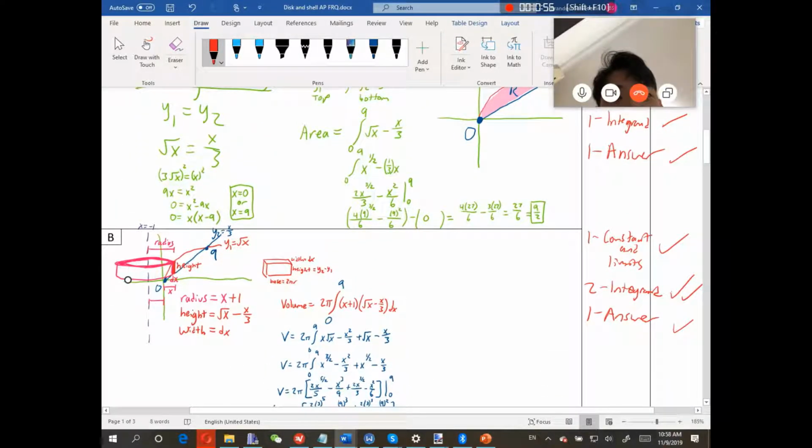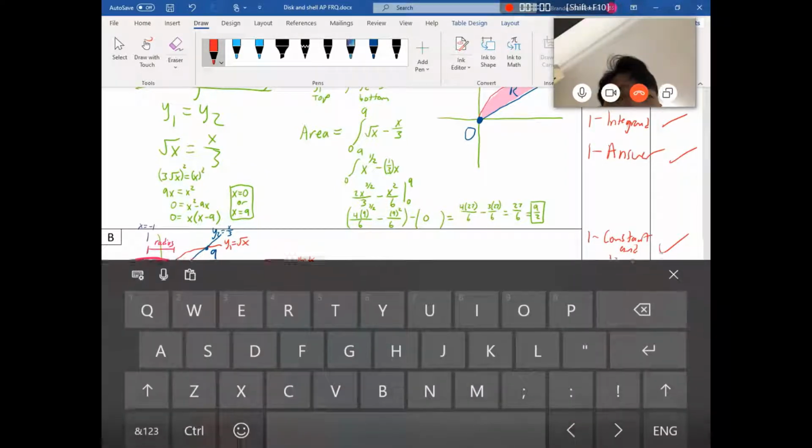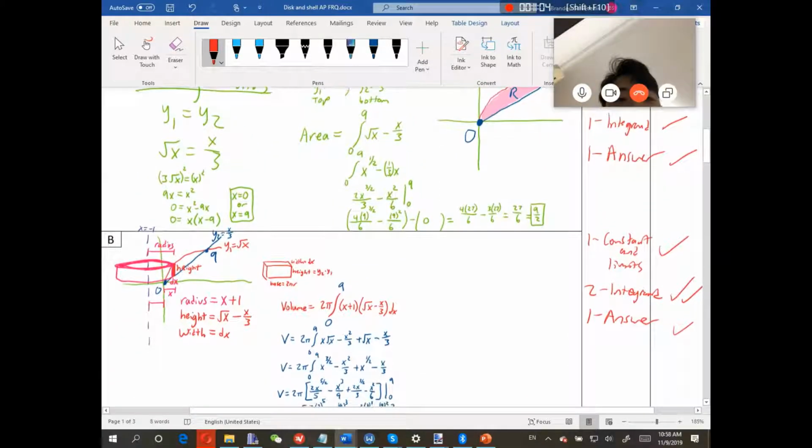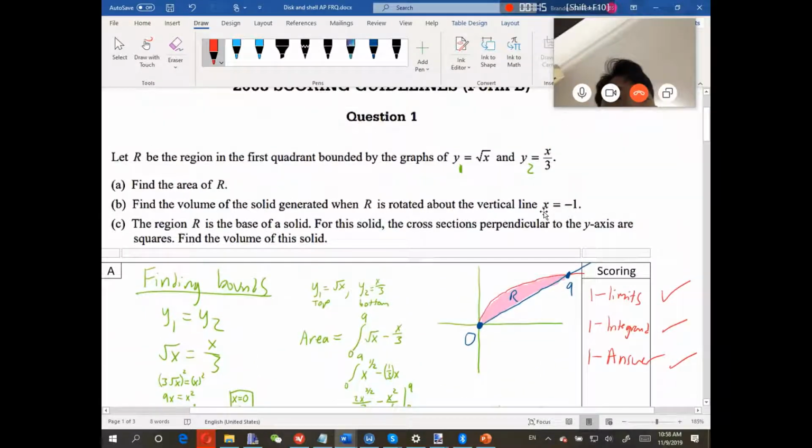Okay, every AP question is out of 9 points total. We did not do part C, but we've already got 6 points out of 9 so far, which should be enough for a 5.